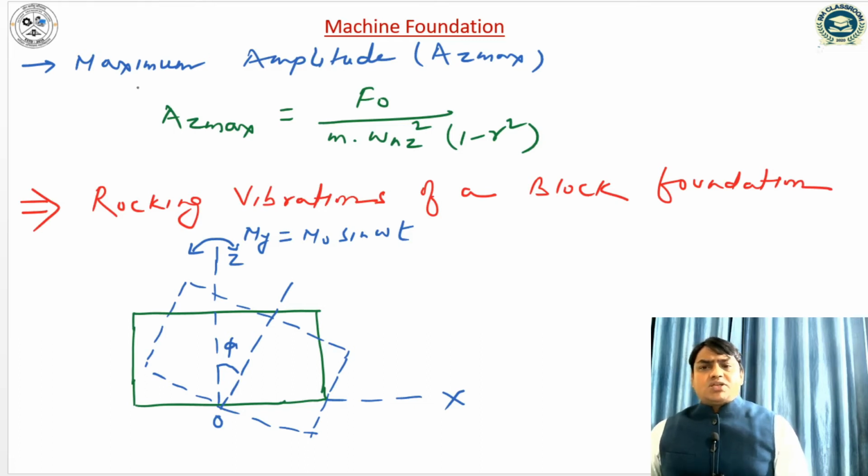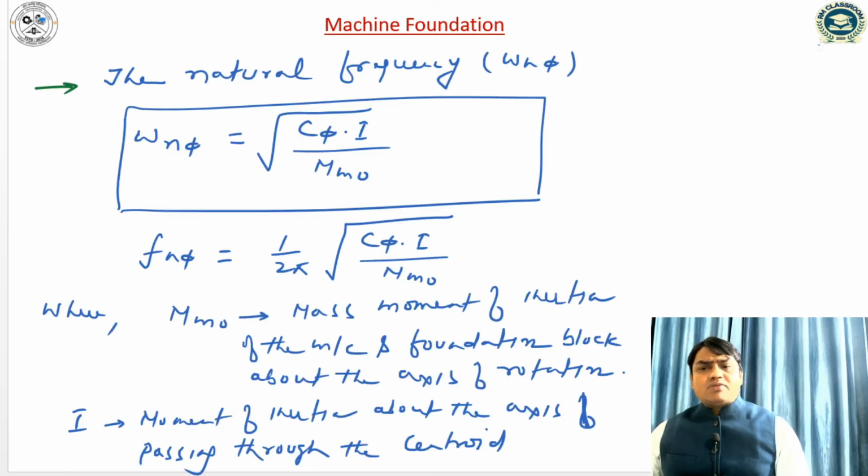Second mode of vibration, that is the rocking vibration of a block foundation, and here the external moment M naught sine omega t is acting and the angle is phi. With the help of this vibration we can write the natural frequency omega n phi, that is equal to square root of C phi I divided by Mm naught. Mm naught I have already discussed, that is the mass moment of inertia about the axis of rotation. And similarly the natural frequency in terms of cycles per second is 1 by 2 pi square root of omega n phi, where I is the moment of inertia and Mm naught is the mass moment of inertia.